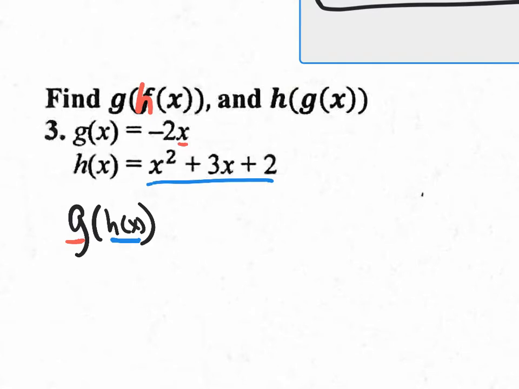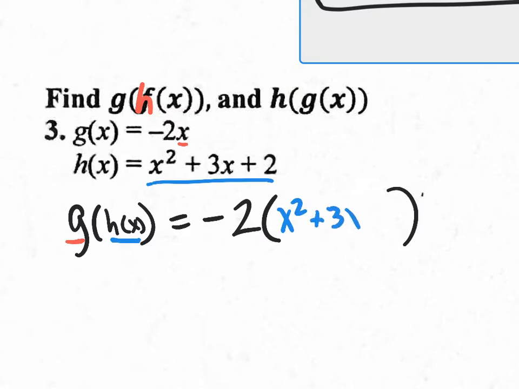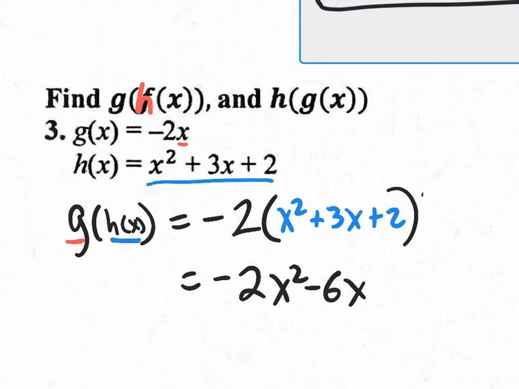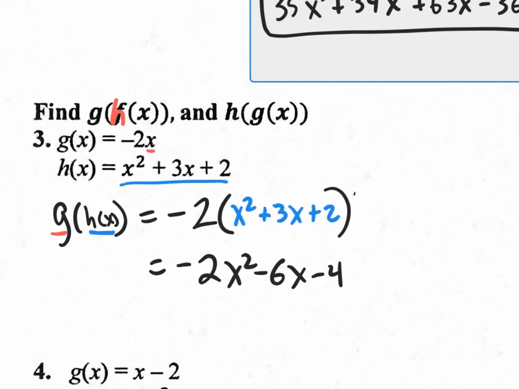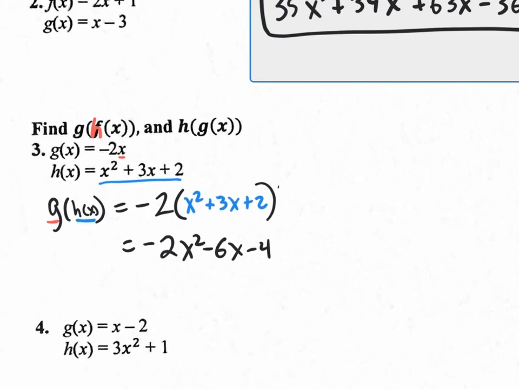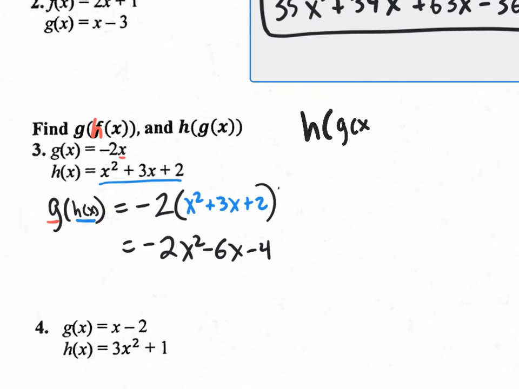So let's do so by rewriting our g function, which is negative 2 times x. And we're simply going to plug in that x squared plus 3x plus 2 right in there, which means that g of h of x really is negative 2x squared minus 6x minus 4. There's your answer for g of h of x. Now let's do h of g of x.